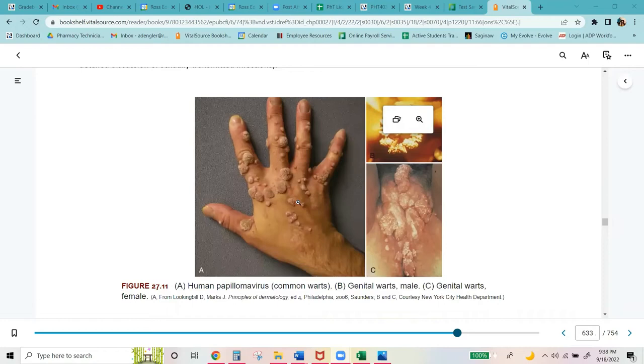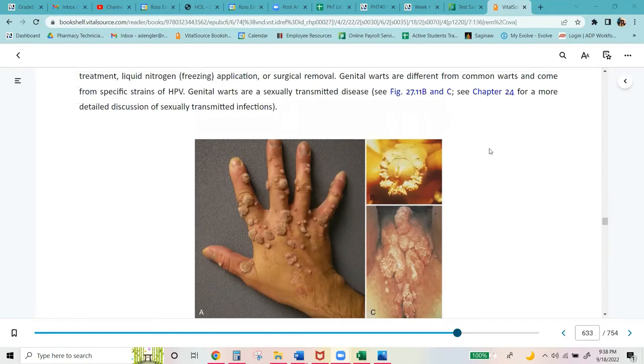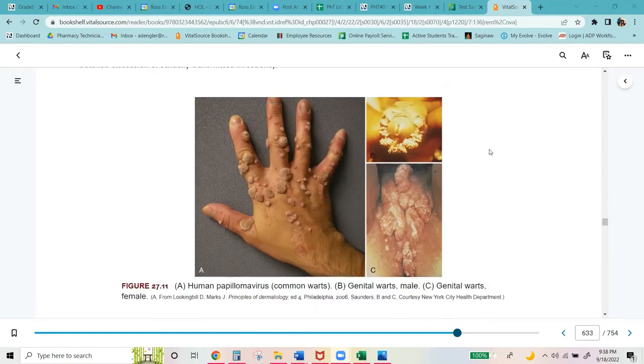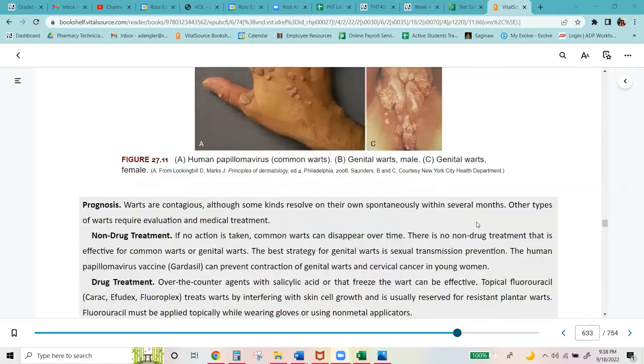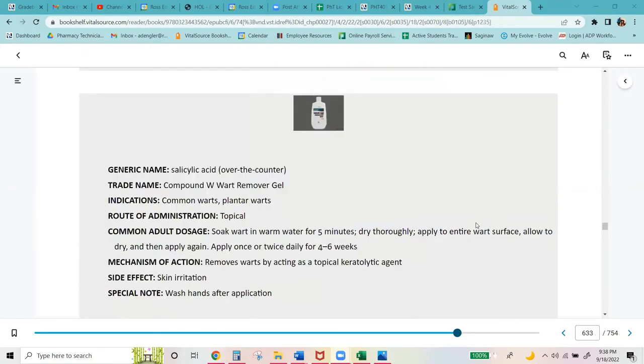So here are the different warts. A is the HPV common wart. B is genital warts. And C is other genital warts. Salicylic acid, it's over the counter. You can find it under Compound W or many other things.